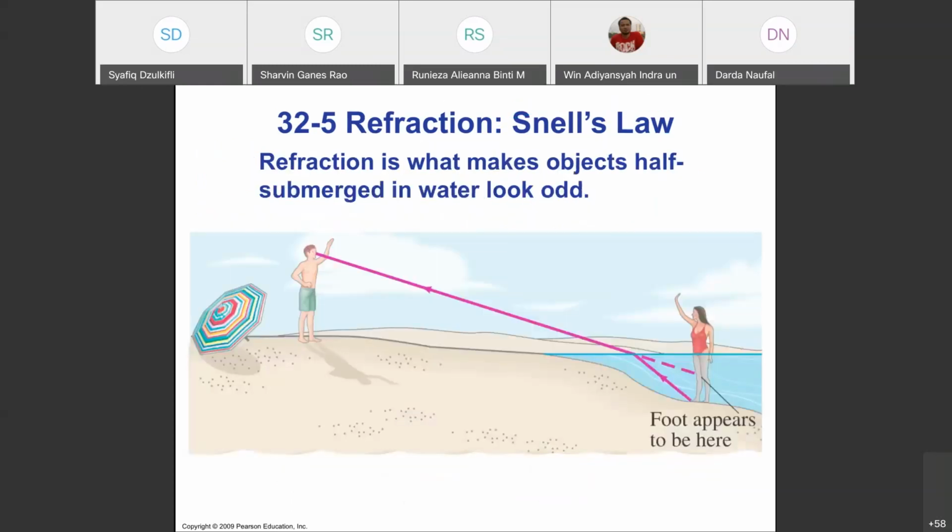This is an example. You see the image there. A person's leg looks shorter when standing in deep water, right? This guy sees that her leg is shorter. Why is it? The path of light traveling from the person's foot to the observer's eye bends at the water surface, right? Because of the different medium, from air to water. So you only see half there. This is what we call refraction.